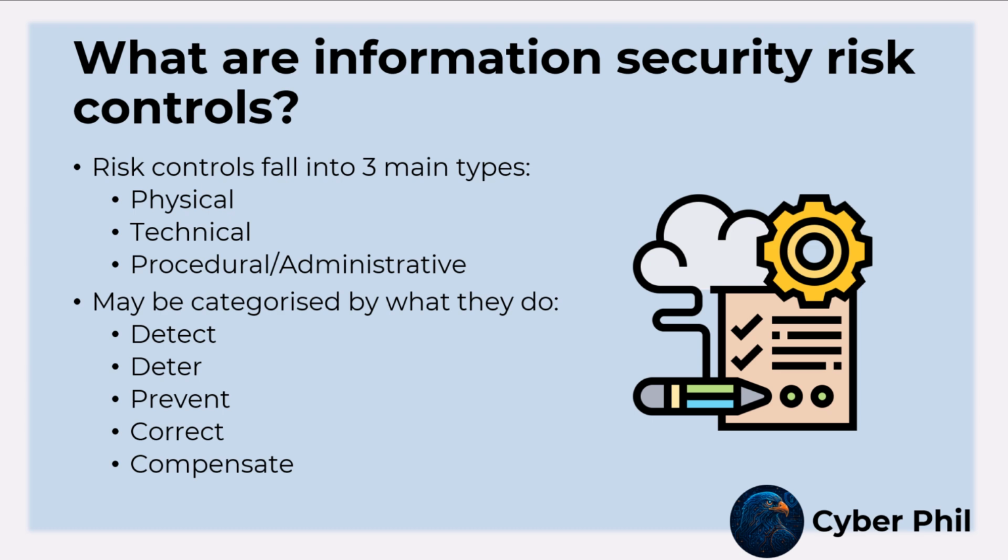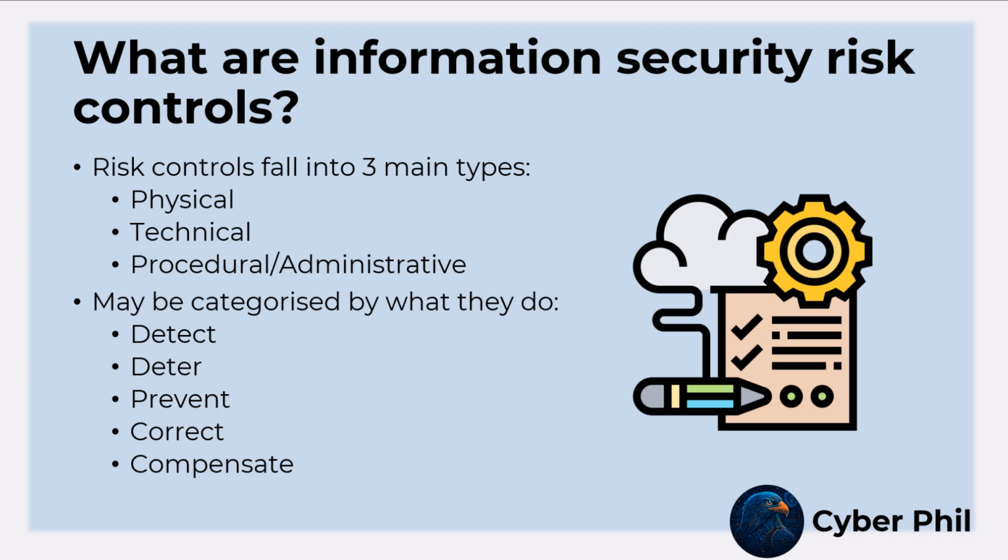You could also argue, of course, that CCTV systems deter people from getting close to a building. And if somebody who's intent on trying to break in spots a CCTV system, it may deter them from doing so in the first place. We then have technical controls such as an intrusion prevention system, which stops attacks from happening.